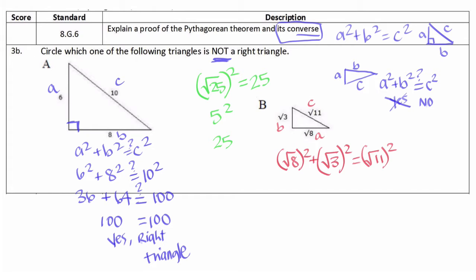So take a look down here. Same idea down here. We've got the square root of 8, which is some number, 2 point something, squared. Well, that's going to be 8 again. The square root of 3 squared is 3. The square root of 11 squared is 11. 8 plus 3 is 11. Well, that's also a right triangle. The right angle must be between the two legs. So it says circle which of the following is not a right triangle. Well, neither one of these are not right triangles, so we're not going to circle either one of them.